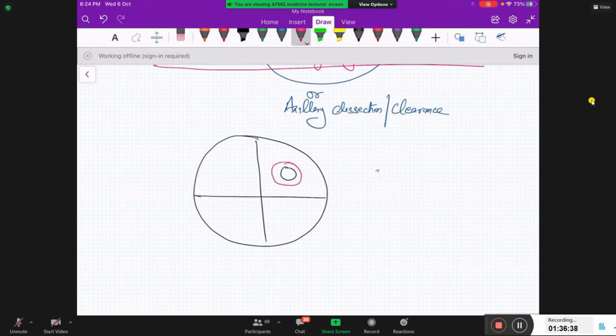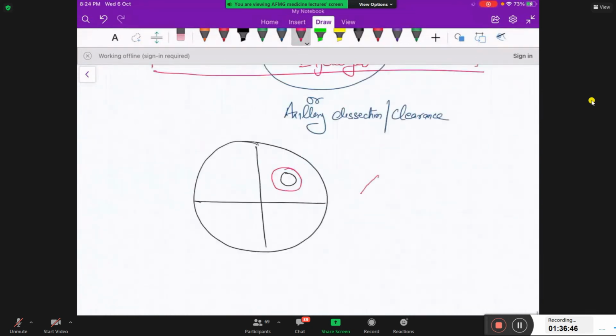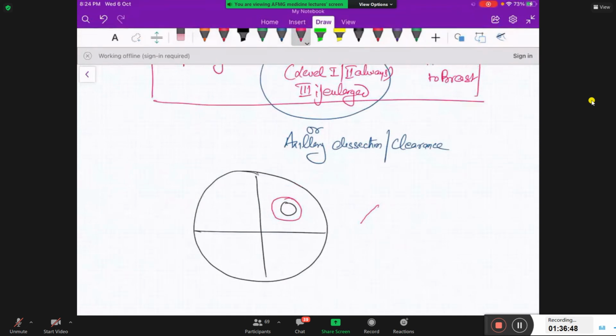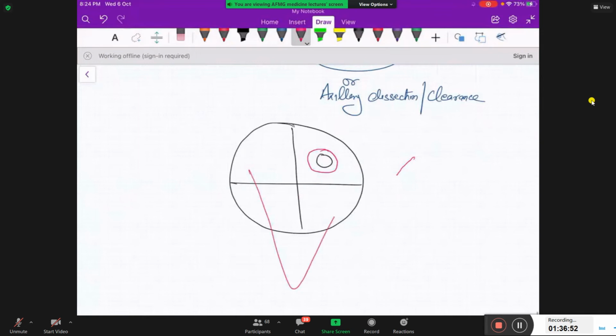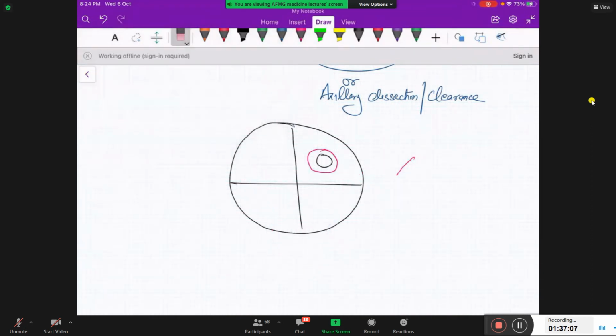Then through a separate incision in the axilla, we will do level 1, level 2 always, level 3 if enlarged, removal, right? And after this, we are going to give radiotherapy to the breast. First we do the surgery and after that we give radiotherapy to the breast. So this is what we are going to do. Now in this, please note these points.